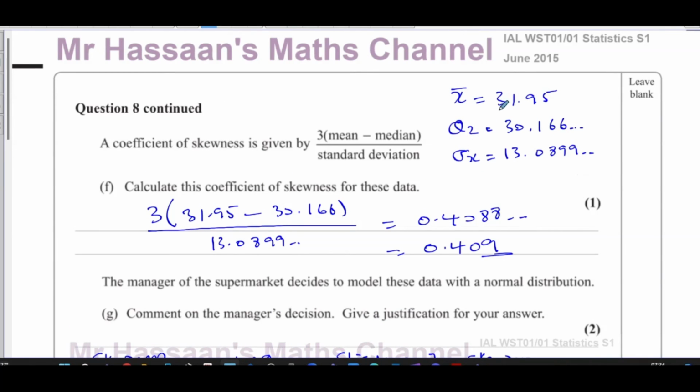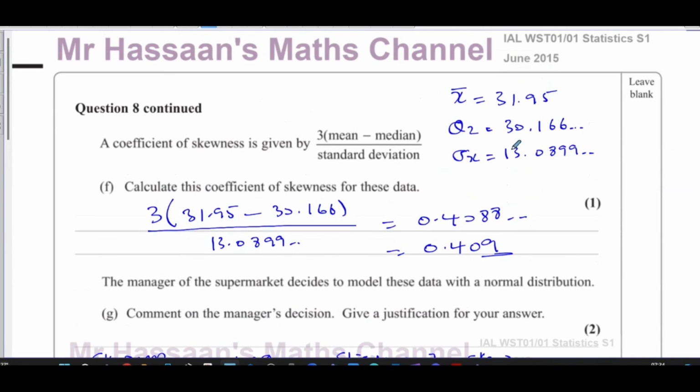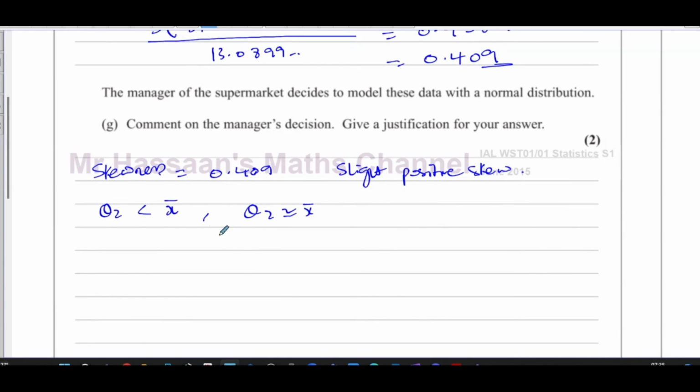Q2 is less than the mean. This also shows slight positive skew. You could say that they are almost the same, but Q2 is slightly less than the mean. As we see, Q2 is 30.1 and the mean is 32.0, you could say, 31.95. So they're very close to each other, just 2 minutes apart. So we know that this gives us positive skew.